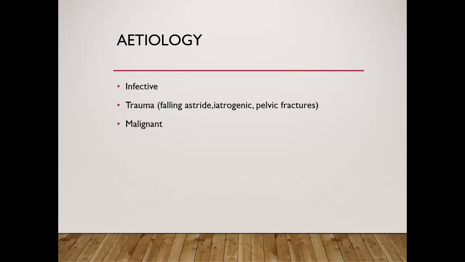Of course, patients with pelvic fractures will also tend to have urethral strictures. And these ones are usually very high because the disruption usually is at the membranous or the bulbomembranous junction. That is connected to the anatomy.